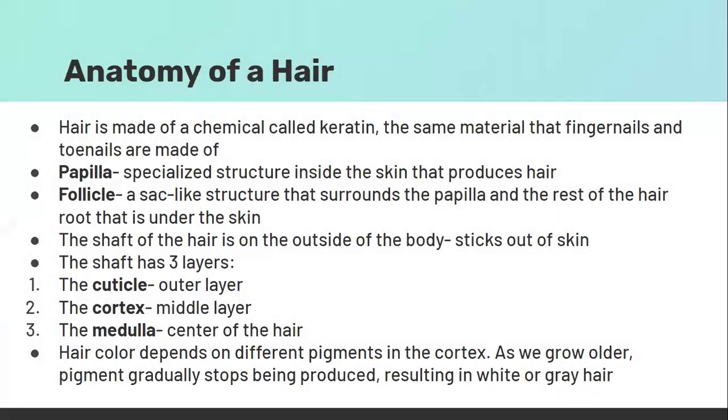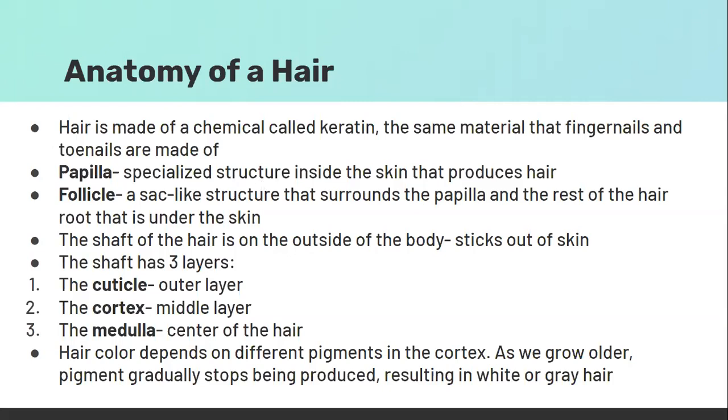So the anatomy of a hair. Hair is made of a chemical called keratin, and that's what we discussed earlier. It's the same material that fingernails, skin, and toenails are made of. There's something called the papilla, which is a specialized structure inside of the skin that produces your hair, which I'll show you in a picture later on. And then there's the follicle, which is the sac-like structure that surrounds the papilla, and the rest of the hair root that is under the skin.